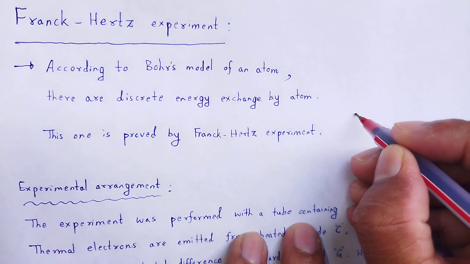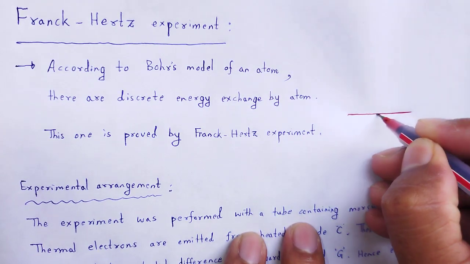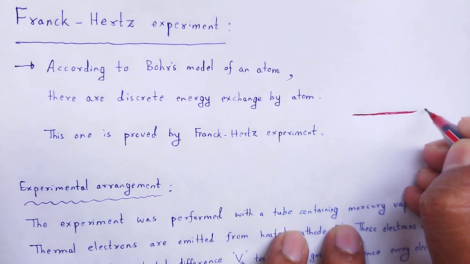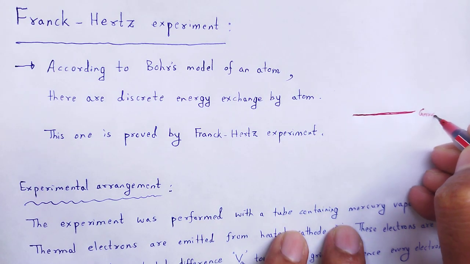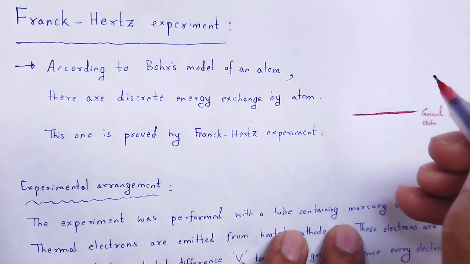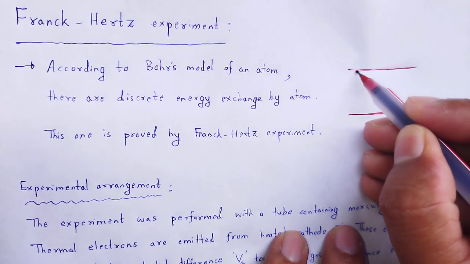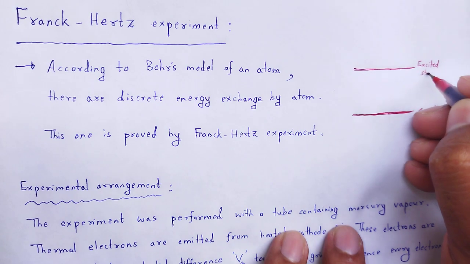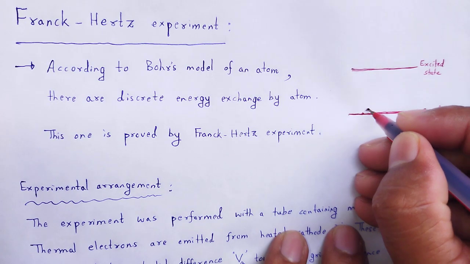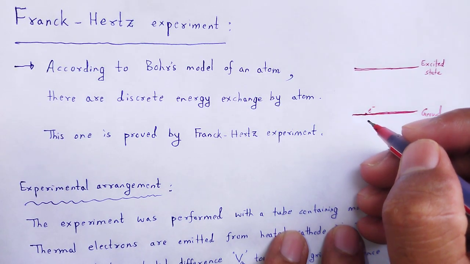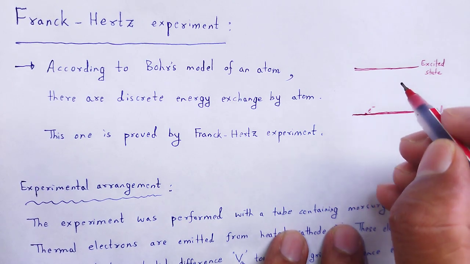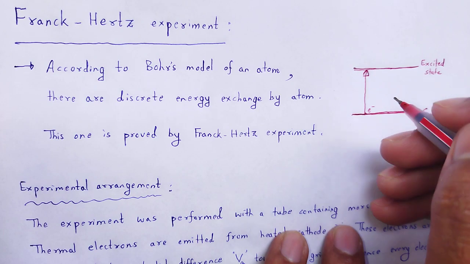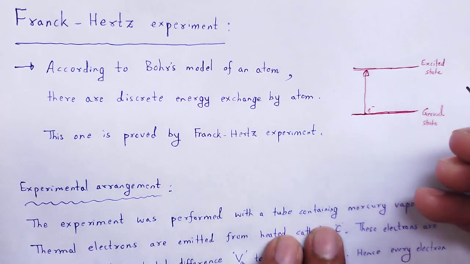In an atom, let us say this is the ground state and this one is the excited state. And the electron present at the ground state, when it absorbs energy, transforms to the excited state. Energy absorbed.